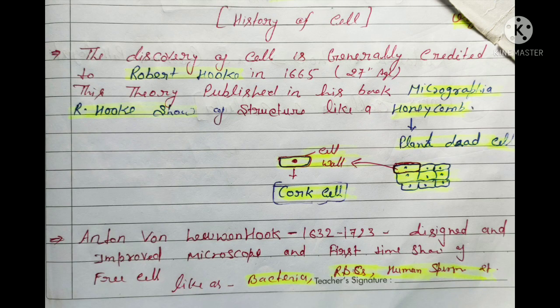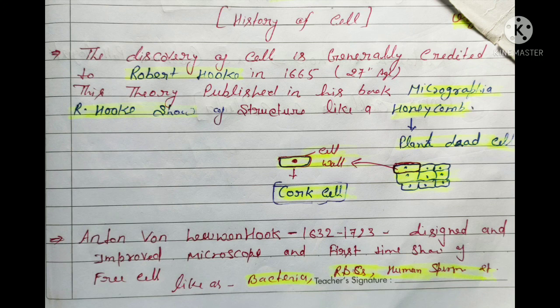History of cells. The discovery of cells is generally credited to Robert Hooke in 1665. In his book Micrographia, Robert Hooke saw a structure like a honeycomb, observed with his compound microscope.